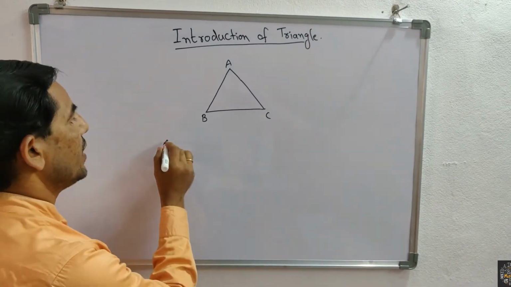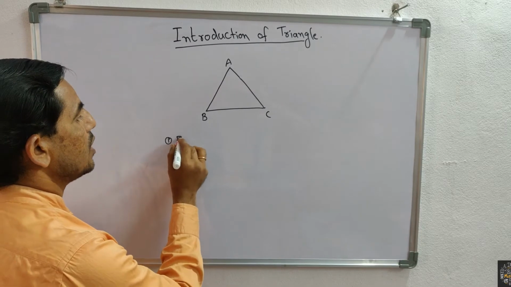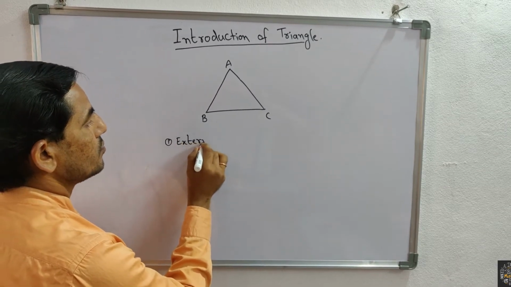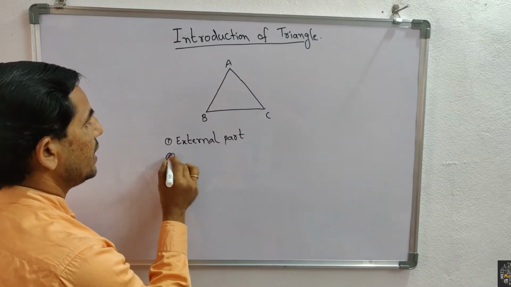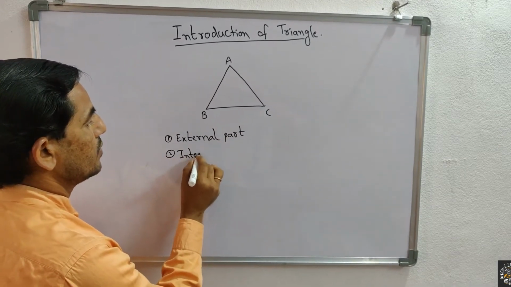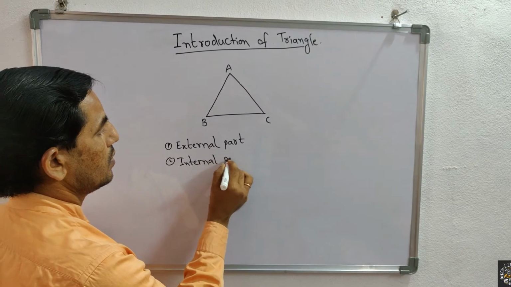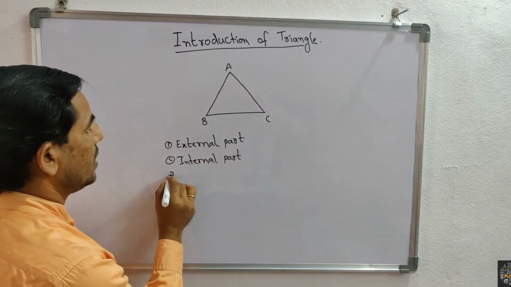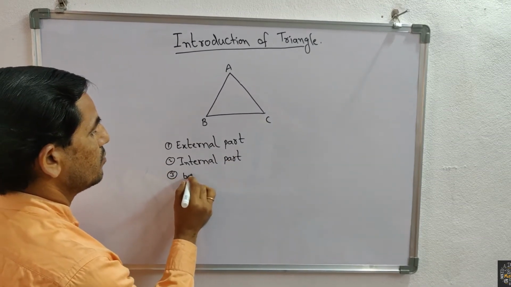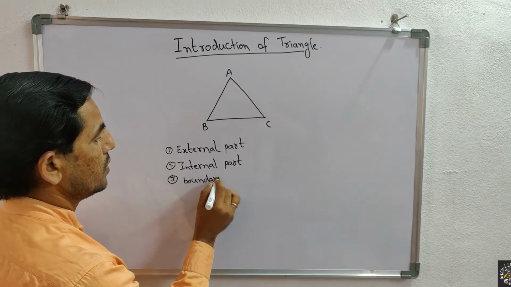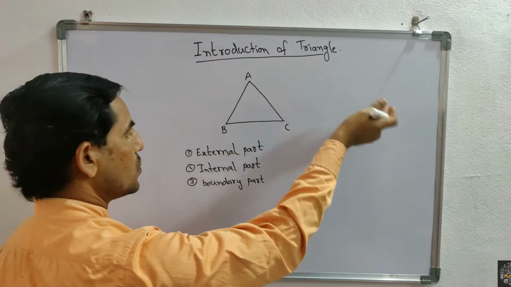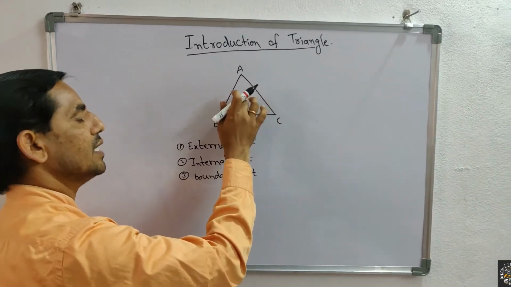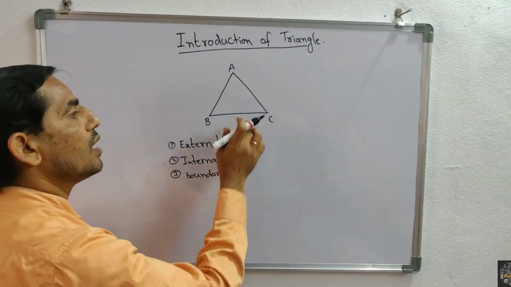So I will write that: first one external part, second one internal part, and third one boundary part. External means outside, internal means inside, next boundary or on the part.